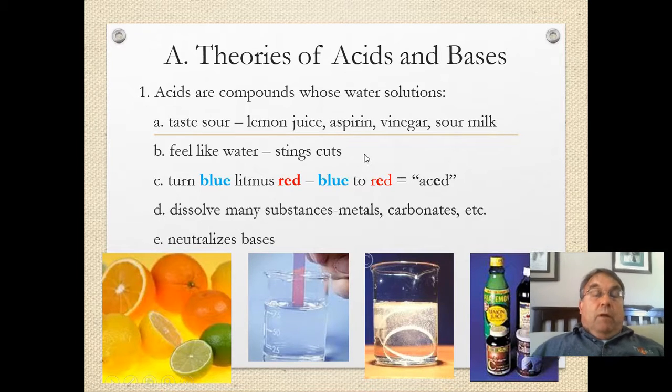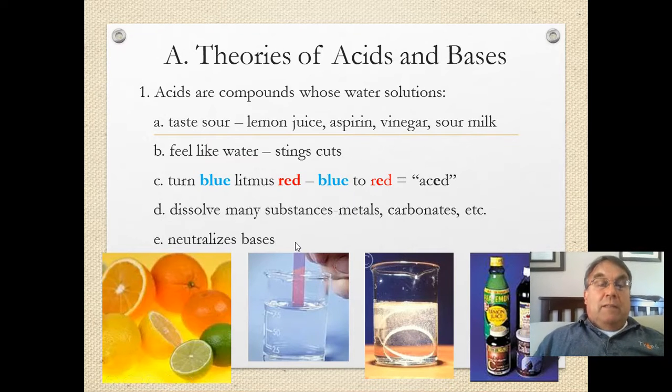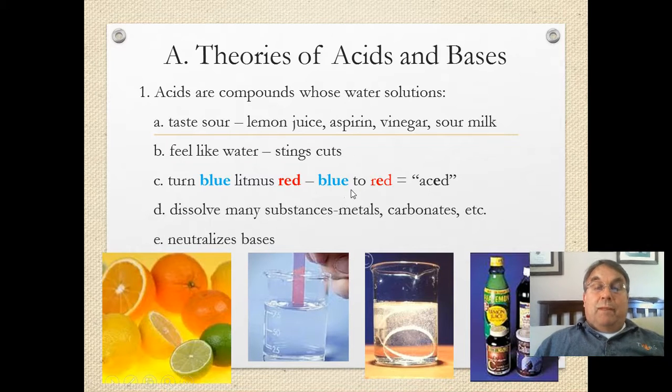Now, one of the original indicators was a substance called litmus that was derived from pigments in lichen. And if you have a blue piece of litmus paper, like down here, and you dip it in an acid like this, it turns red. So the rhyme that all chemists come up with is blue to red acid. To help you remember, red is the acid color.